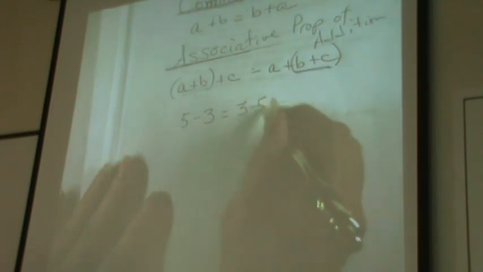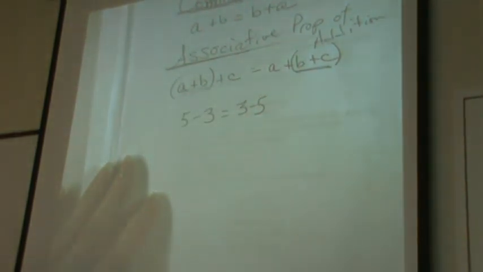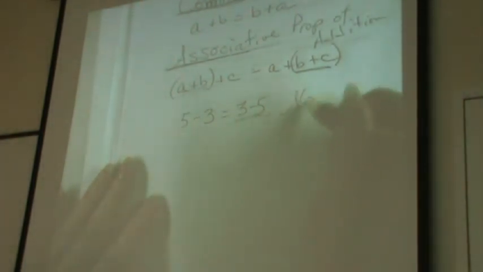Now, problem number 80 asks you, can you use the commutative property in subtraction? So if you have 5 minus 3, is it going to be the same as 3 minus 5? No. This would be a negative number that we haven't even come to yet. So that does not work.